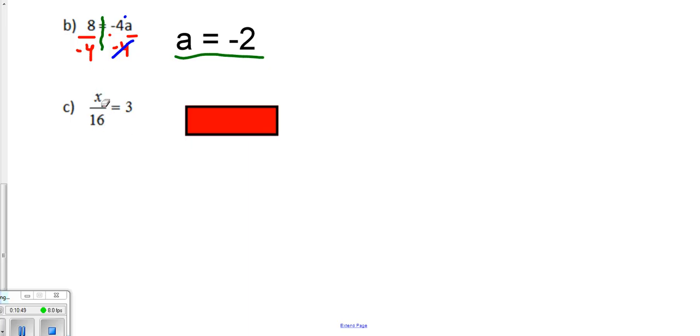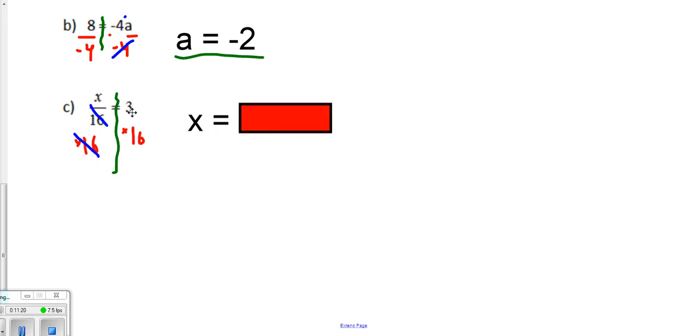And our last one, x divided by 16, or x over 16, equals 3. Now again, what's happening to x on our left side of the equal sign? Well, it's dividing by 16. So to undo that, we would have to multiply by 16 on both sides. When you multiply by 16 on both sides, it gets rid of this divided by 16. So now this side just says x. 3 times 16 just becomes 48. And so we're now left with x equals 48.